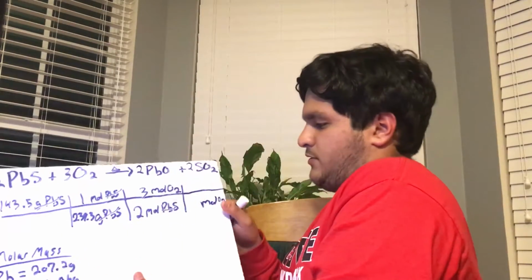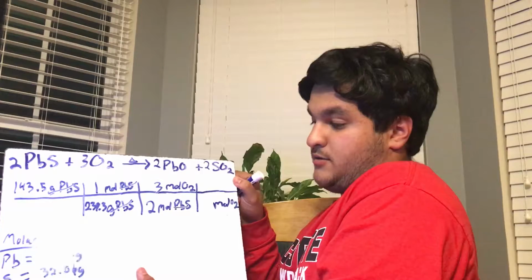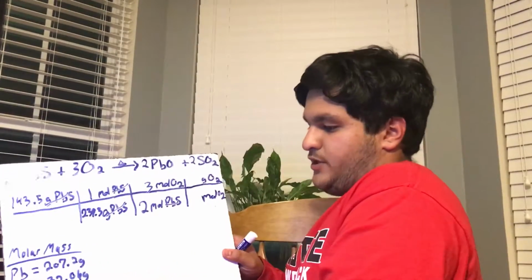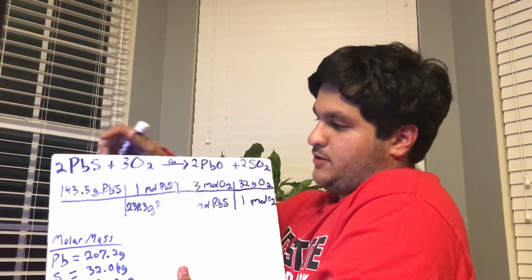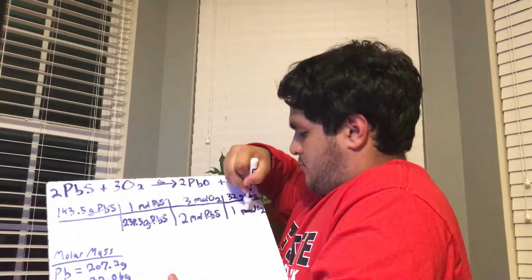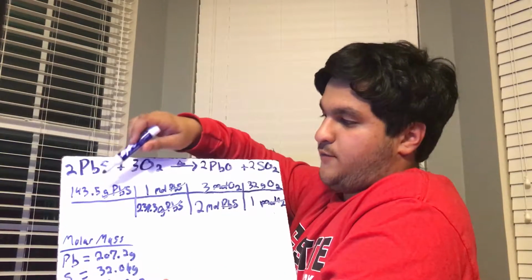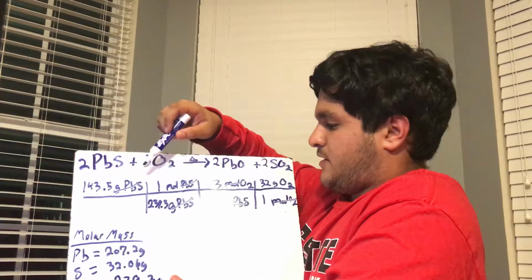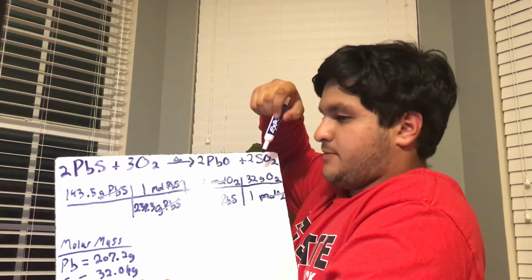And now we want to cancel out our mole of oxygen. So we want to go from moles of oxygen to what we want our answer to be in, which is grams of oxygen. So we know that 1 mole of O2 weighs 32 grams. Now we can cross out the moles of O2. What we started with was 143.5 grams of lead(II) sulfide, and now we're ending with 32 grams of O2.